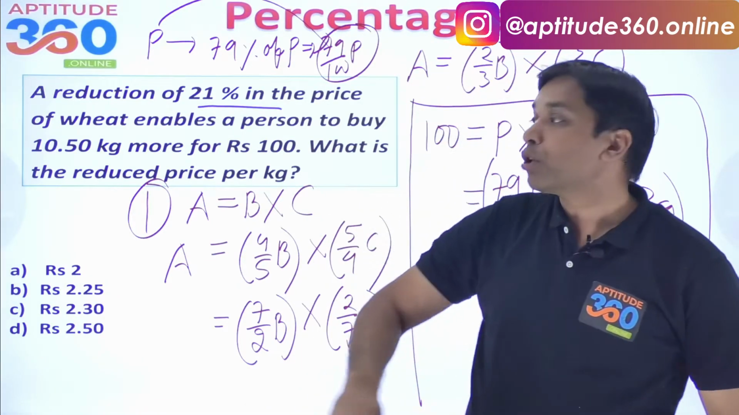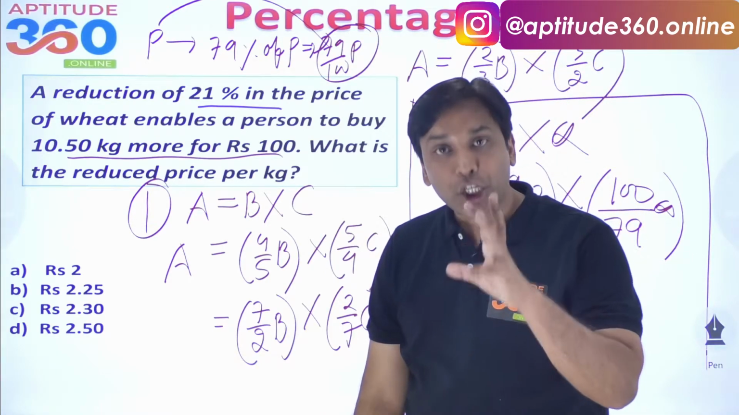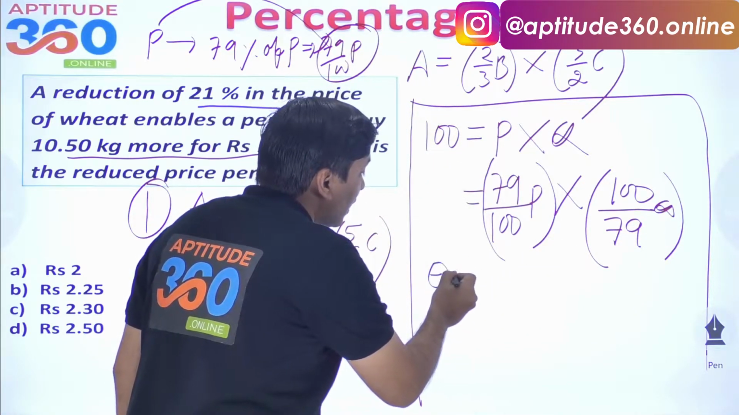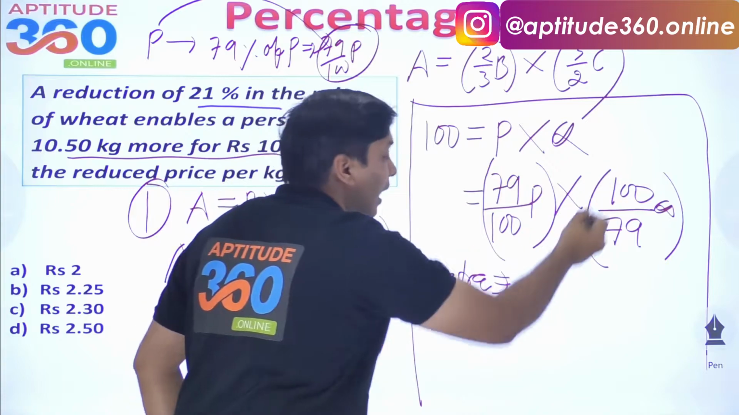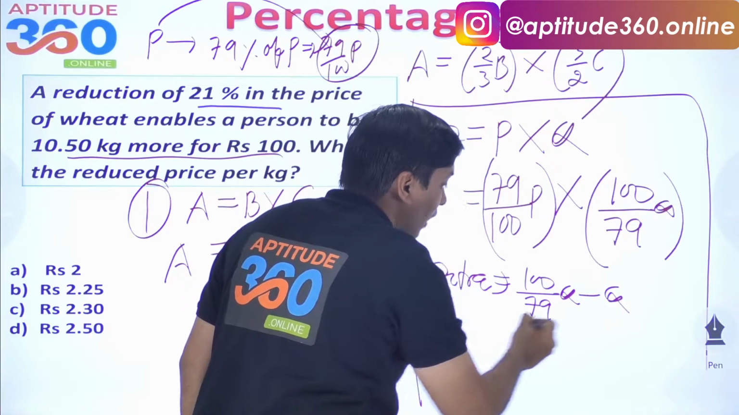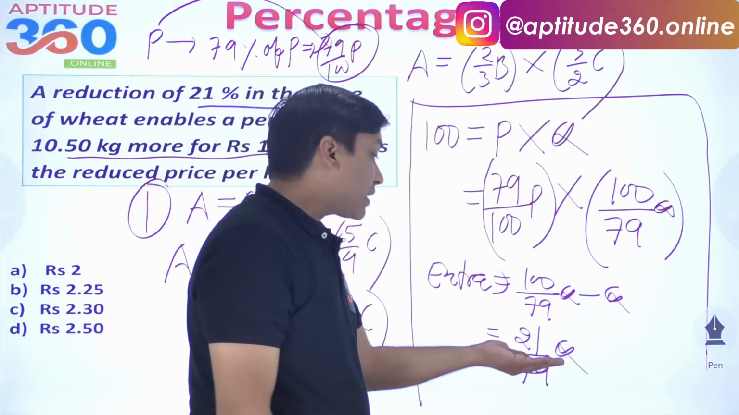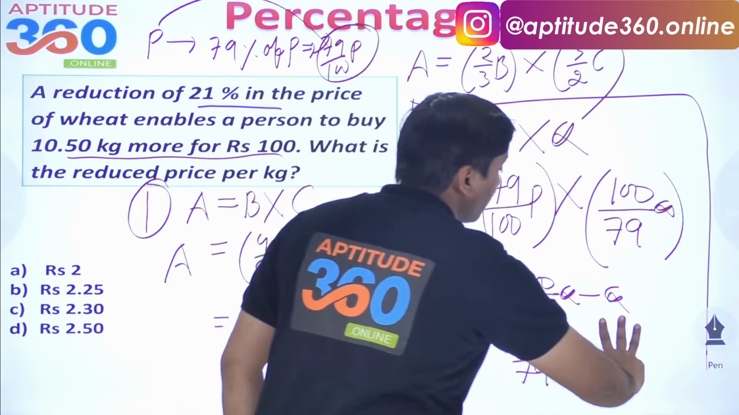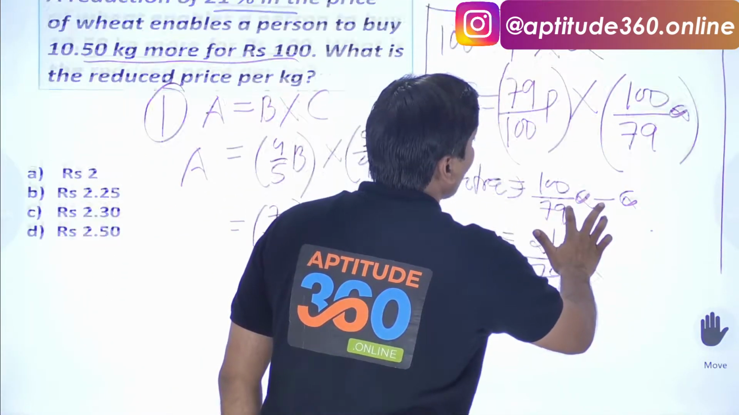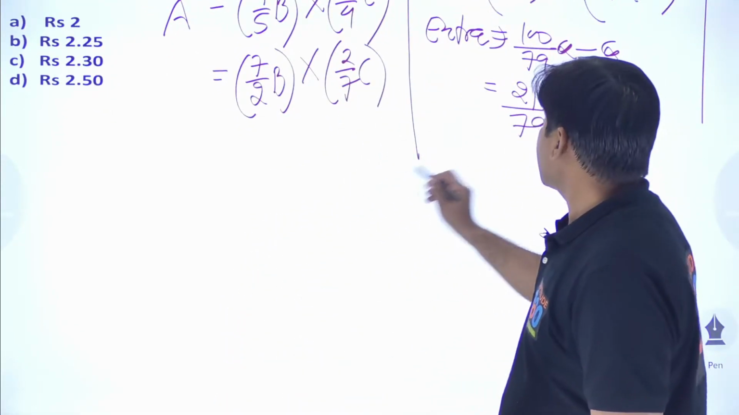क्या बोलता है प्रॉब्लम? बोलता है कि somebody is buying 10.5 kilogram more. So previously you were buying Q, now you're buying this much. तो एक्स्ट्रा कितना हो गया? That value as per our understanding will be 100/79 Q minus Q, and if you simplify this, it will be 21/79 Q. That's gonna be the extra value that a person will be buying. But the problem says that this is 10.5 kilogram.